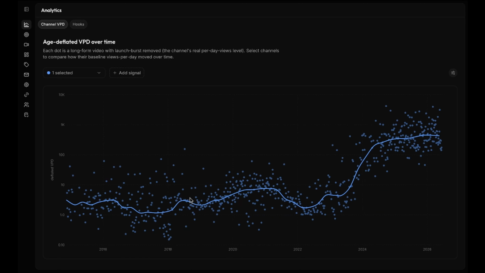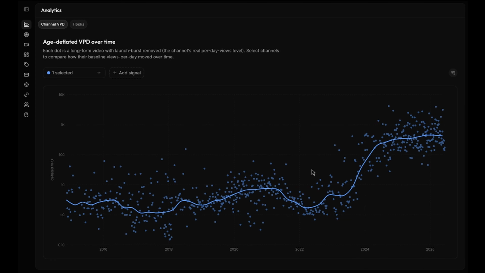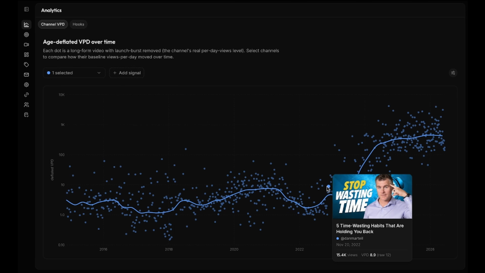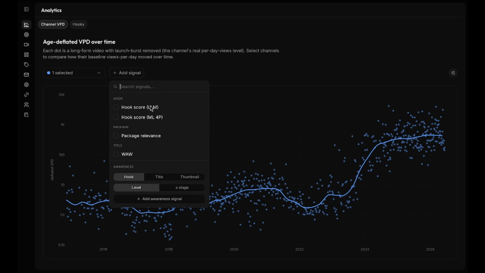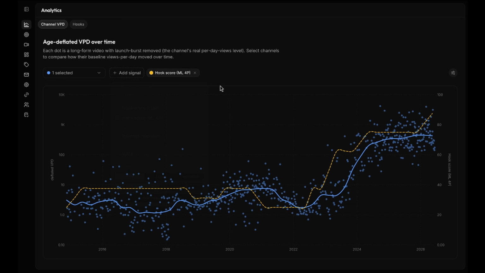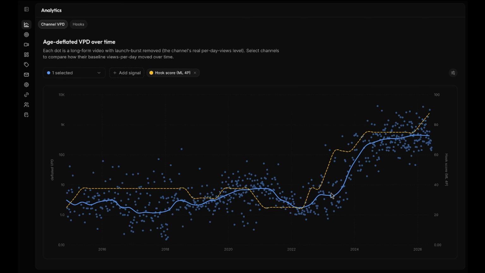So he's pretty flat through these early years, and his data goes back quite a bit further. So back to, I think, 2015. He's pretty flat from 2015 through 2023. And then he has a significant inflection point here as his channel kind of takes off. And if we look at his hook scores over time, again, we see a similar trend, right? He was pretty low here back in 2015, 2016. He's scoring about a 40 out of 100.